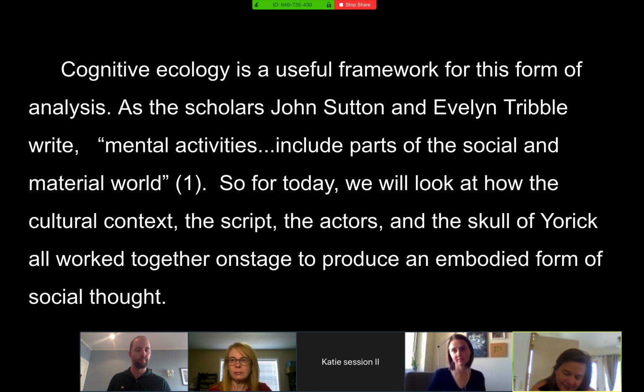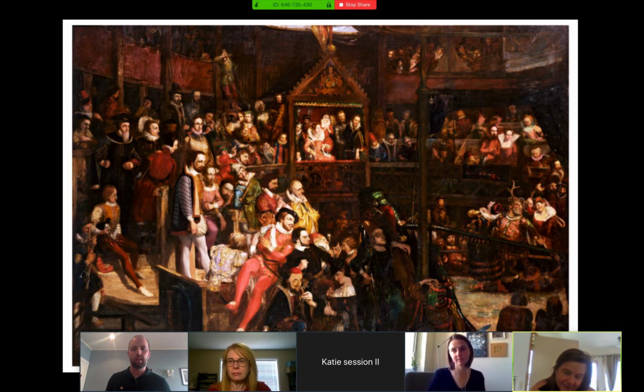This is a painting of an Elizabethan audience watching a Shakespearean play. I want to suggest that the audiences of Shakespeare's day didn't just observe the graveyard scene, but participated in it vicariously by observing it. I'm going to get a little more into how that actually worked. But to understand how this process works, we first need to look at the cultural context.